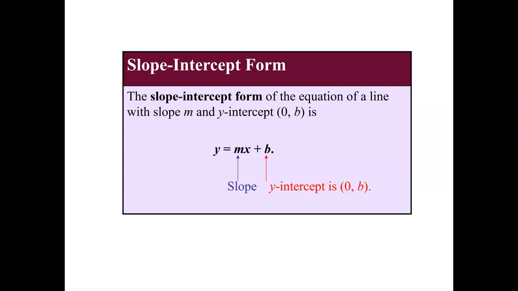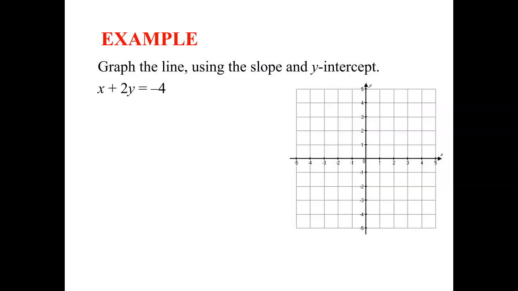Slope-intercept form is also one of the easiest forms for graphing a linear equation because it gives us a starting point of the y-intercept and it gives us the rate of change with the slope. So we can use that to get subsequent points. So if I'm given an equation that's not in slope-intercept form and I want to graph it using slope and the y-intercept, we need to rewrite it in slope-intercept form.